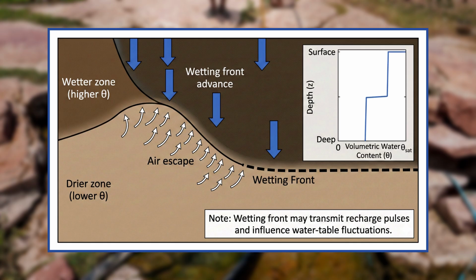Behind the advancing front, the soil has a higher moisture content, whereas ahead of the front, the soil remains at its initial lower moisture content. During intense rainfall, the wetting front can effectively act as an inverted zone of saturation originating at the ground surface and propagating downward through the profile.